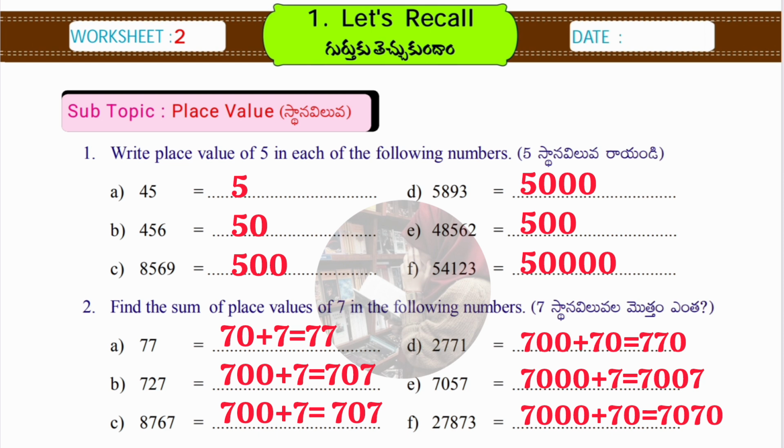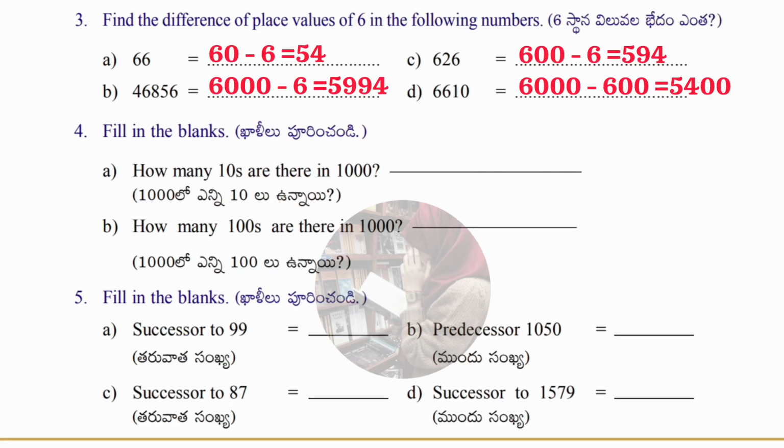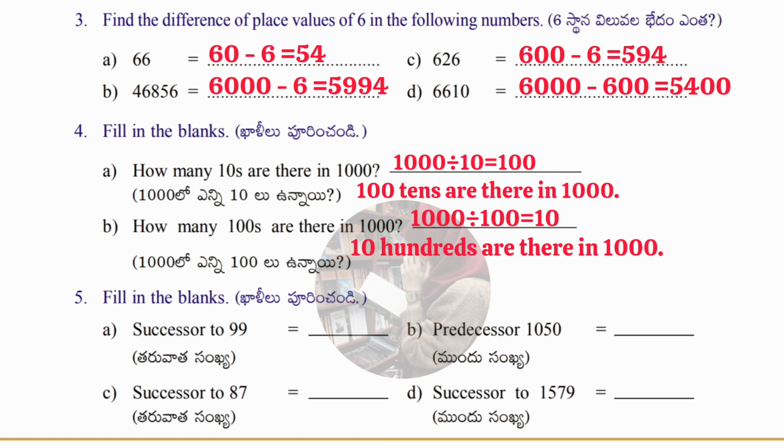So it's nothing but, first of all you have to find out the place value, then you have to sum it, which means you have to add it. The answer will be the addition of those place values. Okay, so let's see the third Roman, which is: find the difference of place values of 6 in the following numbers. Here 4 numbers are given in which we have to find the difference of place values of 6.